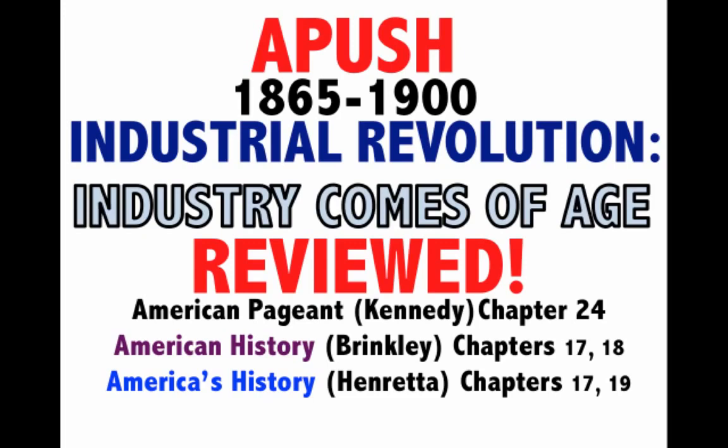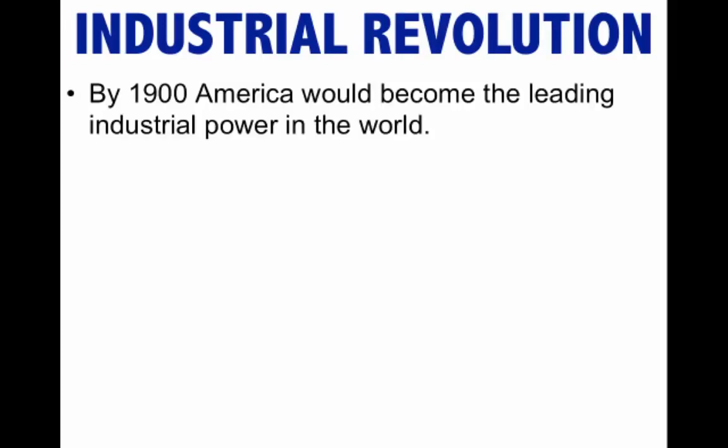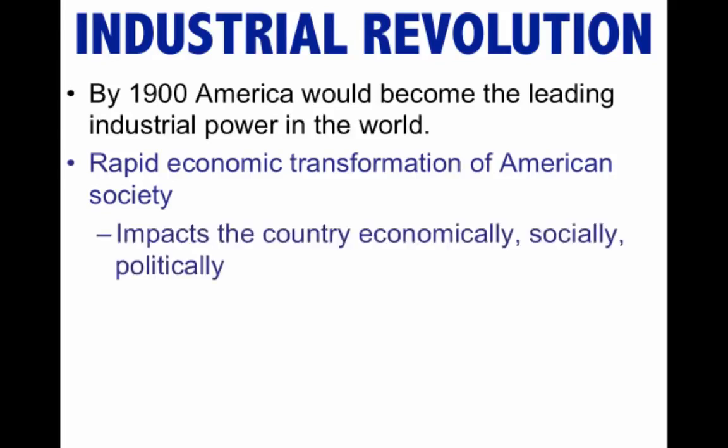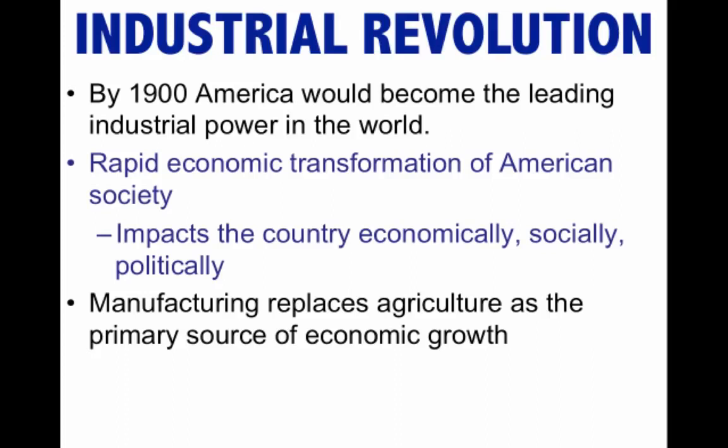Today we're going to look at the Industrial Revolution, roughly from the Civil War all the way up until 1900. A couple things to know about the Industrial Revolution. By 1900, America would become the leading industrial power in the world. It's going to be a rapid economic transformation of American society, and this is going to impact the country economically, socially, and politically. And really, manufacturing is going to replace agriculture as the primary source of economic growth.